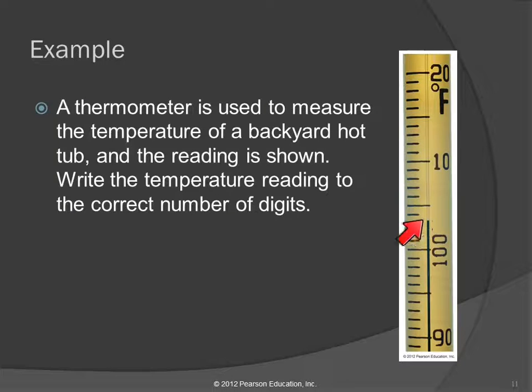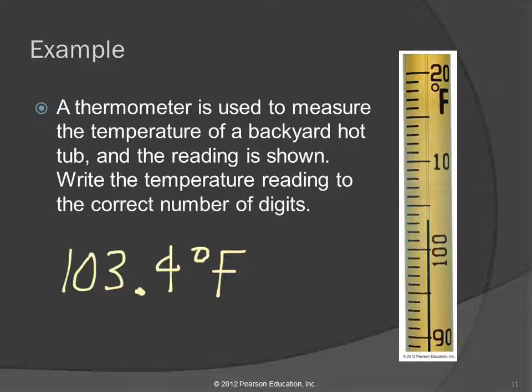So we look at the mercury in here. There's 100, 101, 102, 103. It's between 103 and 104. So we're going to call it 103 point, and then we're going to estimate. Someone said 4. Looks pretty good to me. And this is degrees Fahrenheit. Now, someone else might estimate that at 103.5. Does that mean one person is wrong? No. It's an estimate. There will be some variation there.